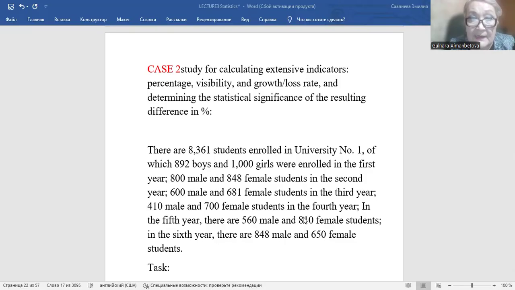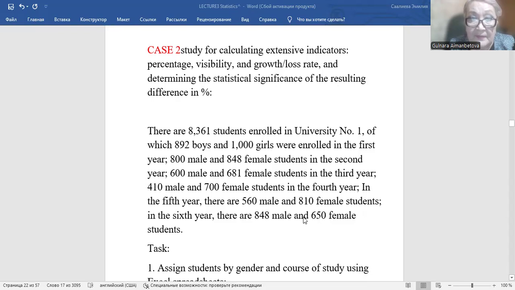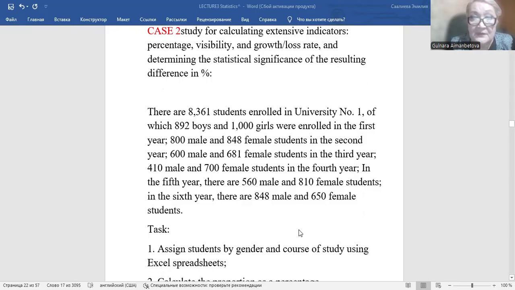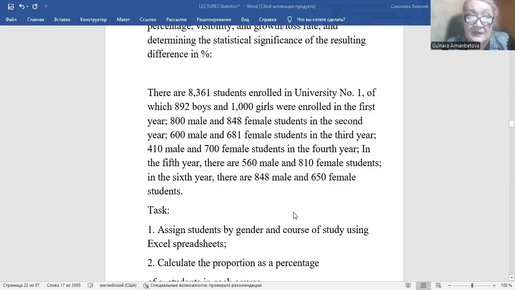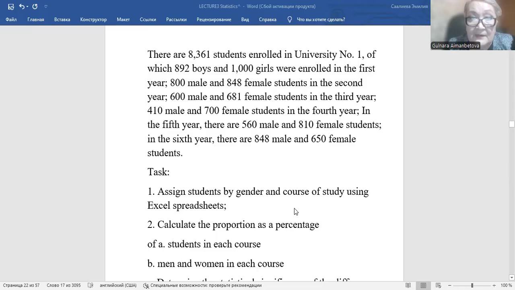800 male and 848 female students in the second year. 600 male and 681 female students in the third year. 410 male and 700 female students in the fourth year. In the fifth year, there are 560 male and 810 female students. In the sixth year, there are 848 male and 650 female students.